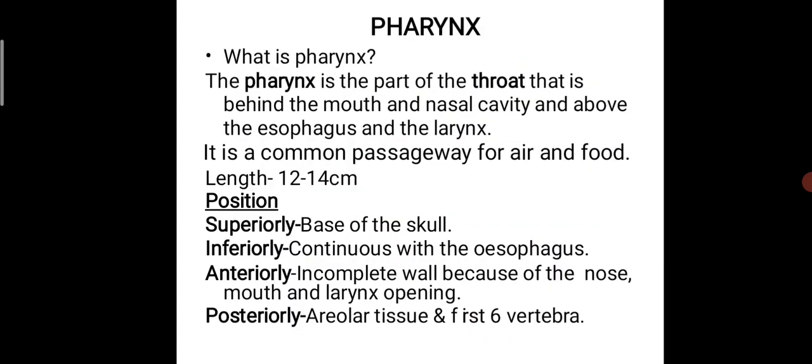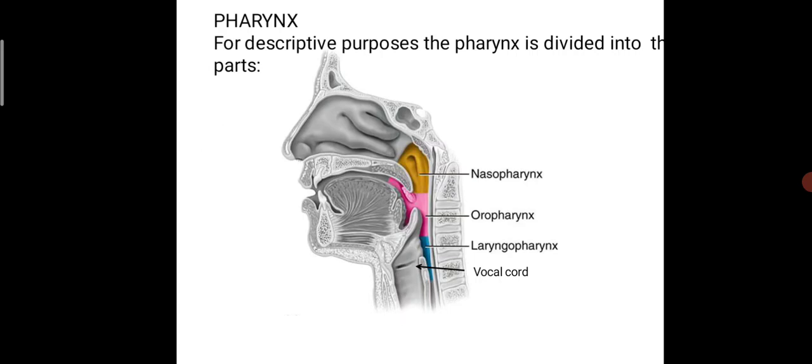Then the second organ is the pharynx. Pharynx is a part of the throat. It is a 12 to 14 centimeter common passageway for air and food. Through this, air and food pass simultaneously. See here, these are the three parts of the pharynx. Behind the nose, that is the nasopharynx; behind the oral cavity, that is the oropharynx; and behind the larynx, that is the laryngopharynx.